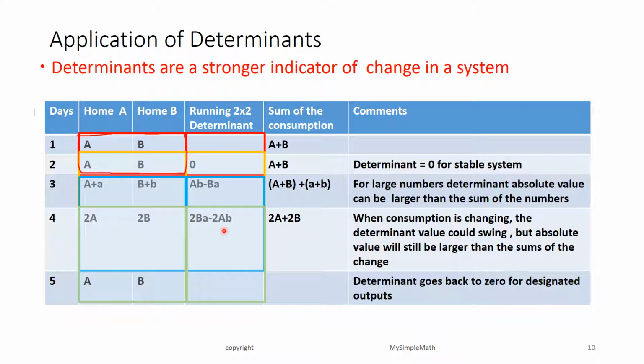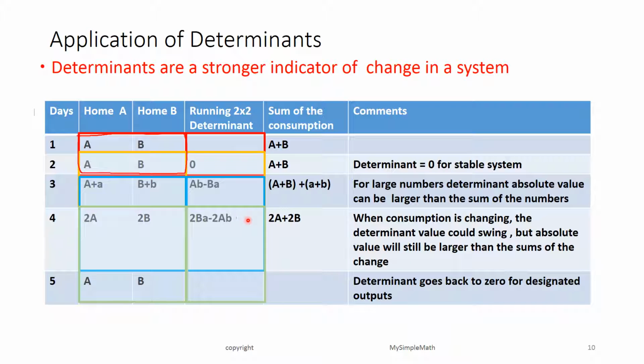I'll show the simulation in the next slide. But if we take the absolute value of this determinant, then it is obviously much bigger than this one as the consumption has increased, and this is also much bigger because this is the absolute value of multiples, and here we are simply adding. So when consumption is changing, the determinant could swing, right? But the absolute value will still be larger than the sums of the change, and the determinant would help us track those changes in a faster way.